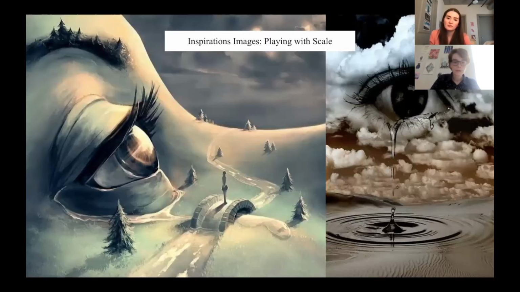From the continual mention of water, flooding, tears, and eyes, it affected me throughout Iphigenia in Aulis. From those words, I found these inspiration images, which conveyed the ideas of water, tears, and eyes in a way that plays with scale. Both of these inspiration images depict very large or out of scale eyes crying water, which turns into a river.